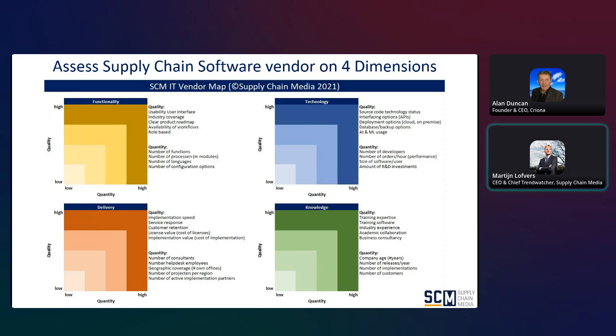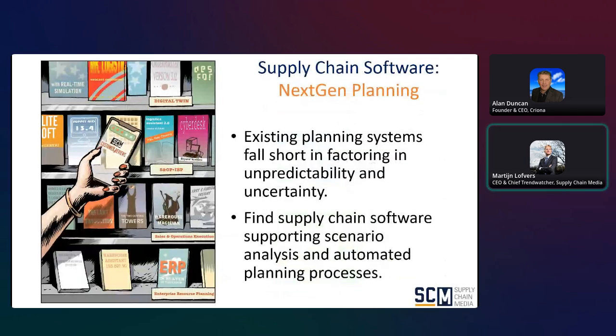So this is my take on planning. There are a lot of planning systems, but they fall short, especially on unpredictability and uncertainty, especially in the case of resilience. So find supply chain software supporting scenario analysis and an automated planning process, as that is essential.